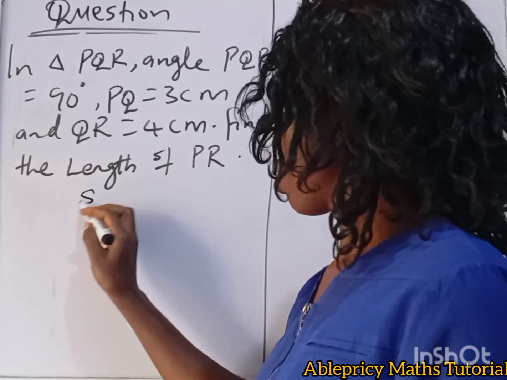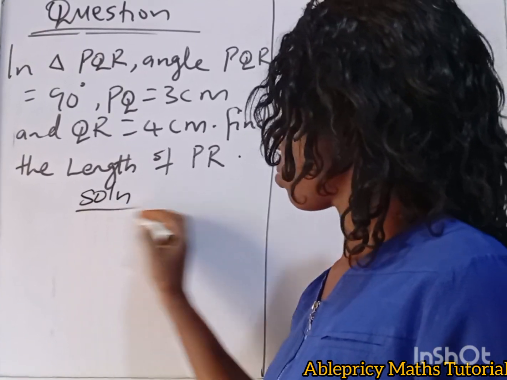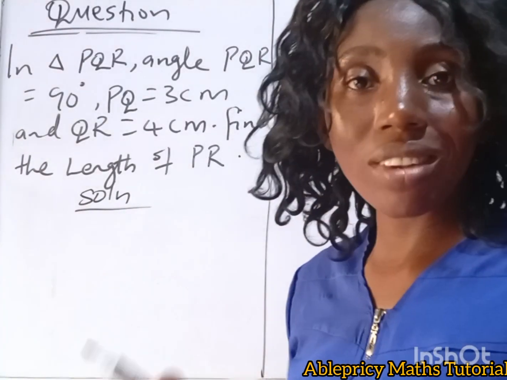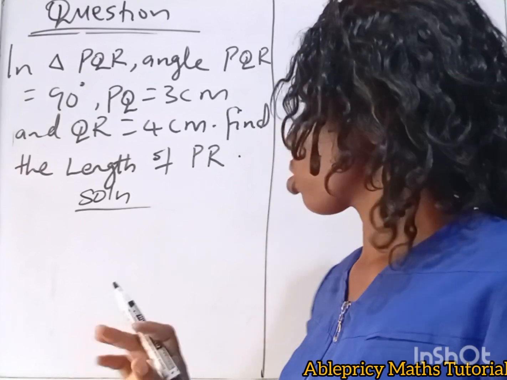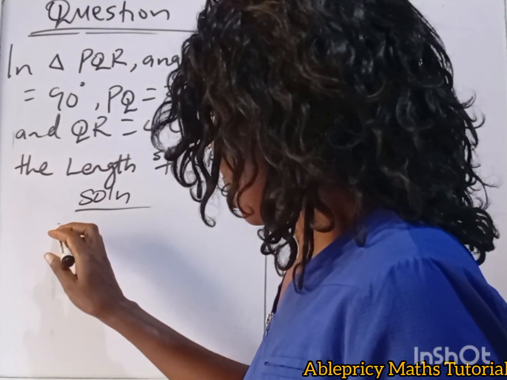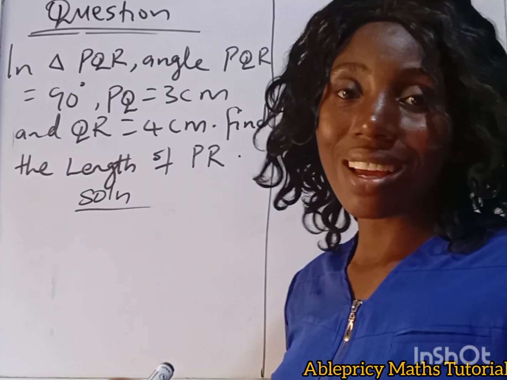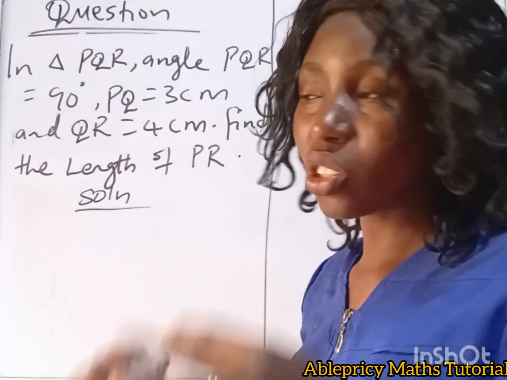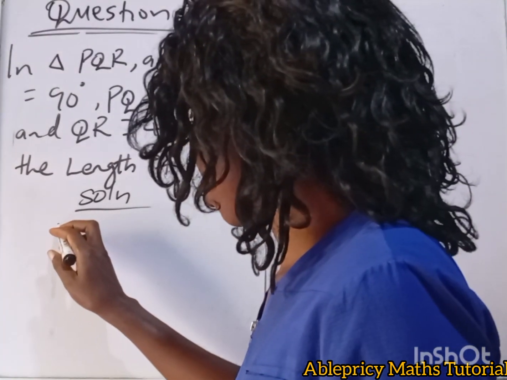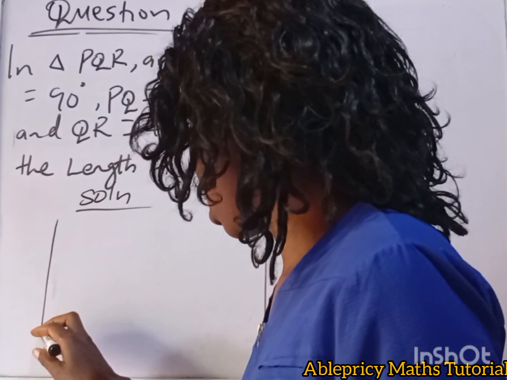Remember to write your solution. Now let us draw the diagram. Because 90 degrees is mentioned, it shows that the triangle should be a right-angled triangle. Now let us draw our diagram. It should be like this.